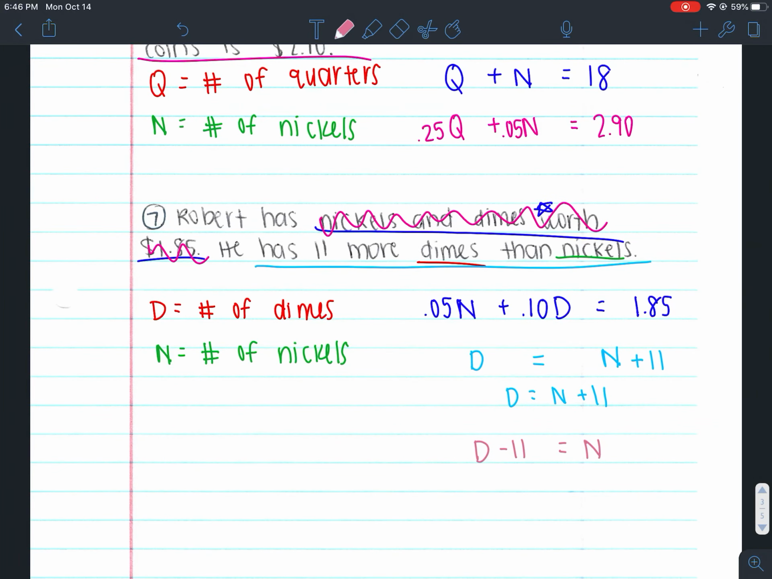And hopefully you've noticed that we've just been setting up systems and you don't really have to solve yet, and we'll start solving later on after this set of notes. But that is setting up systems.